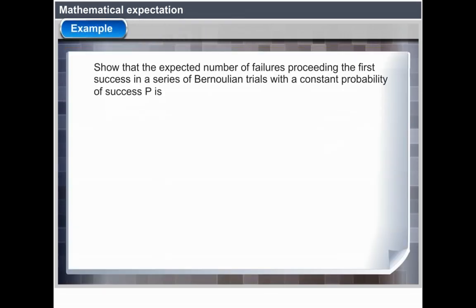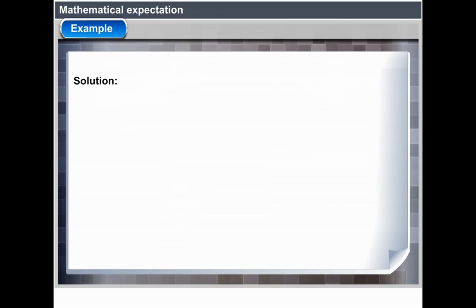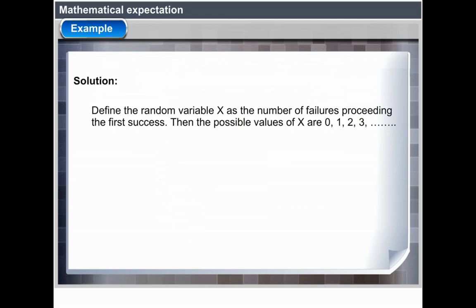Example: show that the expected number of failures preceding the first success in a series of Bernoullian trials with a constant probability of success p is (1 minus p) by p. Solution: define the random variable X as the number of failures preceding the first success. Then the possible values of X are 0, 1, 2, 3, etc.